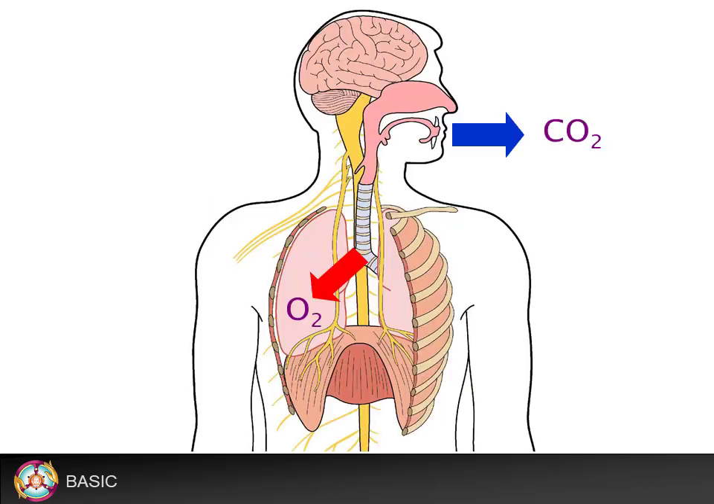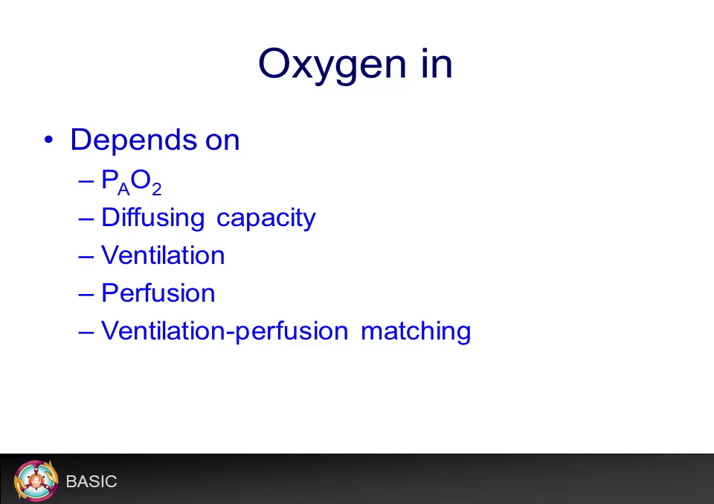The major function of the lung is to get oxygen in and carbon dioxide out. Getting oxygen into the body depends on the partial pressure of oxygen in the alveoli, the diffusing capacity of the alveolar membrane, ventilation, perfusion, and the relationship between the two.